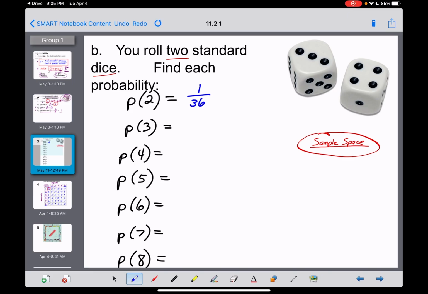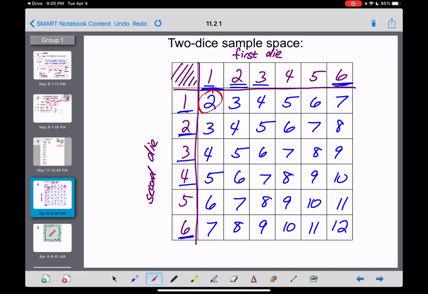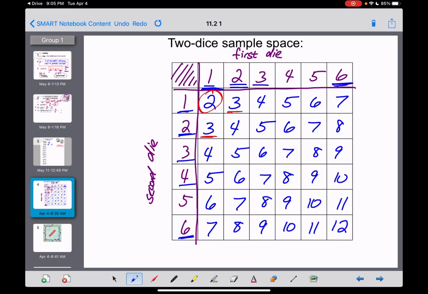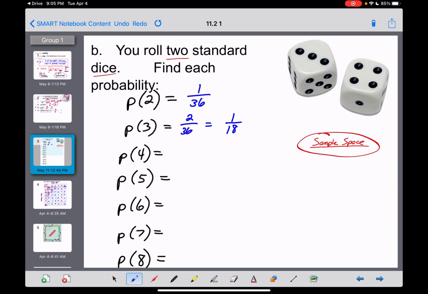Now something interesting starts to happen. What's the probability of rolling a 3? There's a 3 there and a 3 here. There's 2 of them. So that probability is 2 out of 36. Now we would simplify that to a 1 over 18, but I want you guys to see these original probabilities out of 36. How about the 4? There, there, there. There's 3. 3 of them out of 36. That becomes a 1/12. Now, are we seeing a pattern?